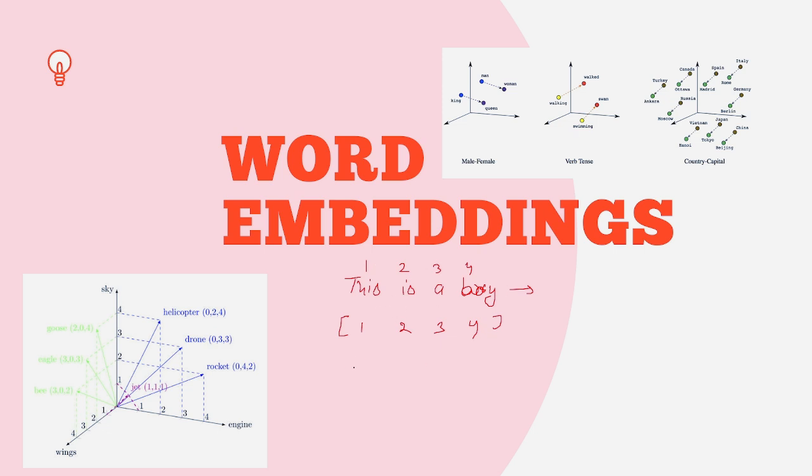Suppose we have another sentence: "He is a boy." We have seen that "is" is represented by 2, "a" is represented by 3, and "boy" is represented by 4. But "he" is not represented by anything. For the word "he", we can give a number like 5, because we have already used 1, 2, 3, and 4. So we can give "he" the number 5.